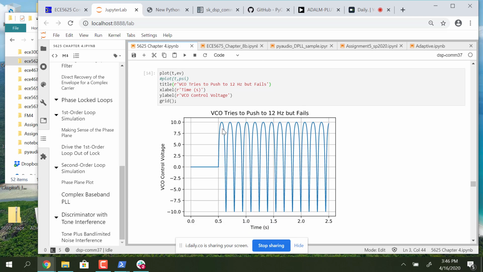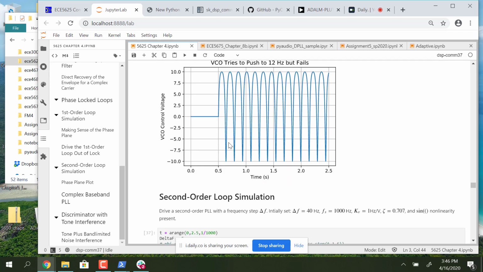And if I look at the VCO control voltage, it rises up, hits 10, that's the maximum that can go into the VCO based on the gain of the loop, and it's still not high enough to get to 12, but the loop just can't catch anything to make it go higher, so it just slips a cycle and then drops back down and then comes back and tries again.